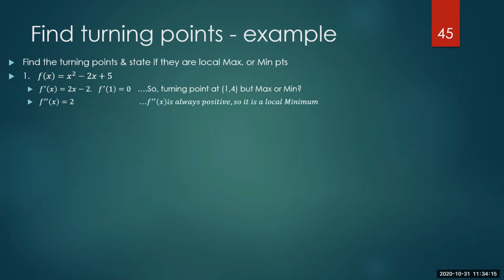So we differentiate again. F double dash of x is equal to 2. F double dash of x is always positive. So the point (1, 4) is a local minimum.